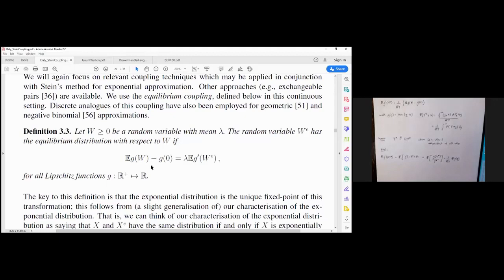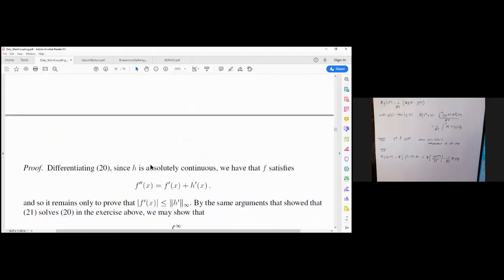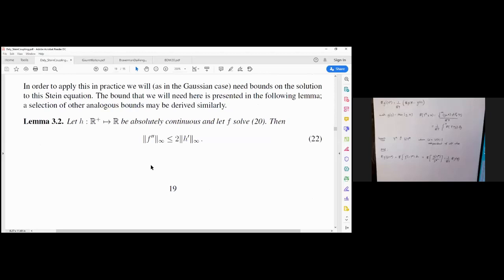The other thing, as always, that we needed was some bounds on the solution to this Stein equation. Again, as in the Gaussian case, you can work out lots and lots of different bounds depending on exactly what you need for the particular problem that you have at hand. You can work out bounds on F, on its first derivative, on higher derivatives, depending on exactly how differentiable your given test function H is. The only bound that we're going to need for the application that we're thinking about will be this bound on the second derivative of F, which is going to assume that my H is absolutely continuous, so this will be good for applications in Wasserstein distance, but not so much applications in Kolmogorov distance.